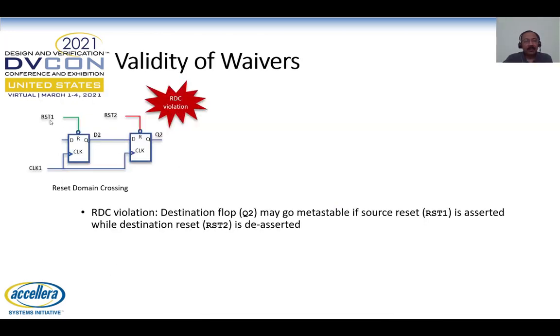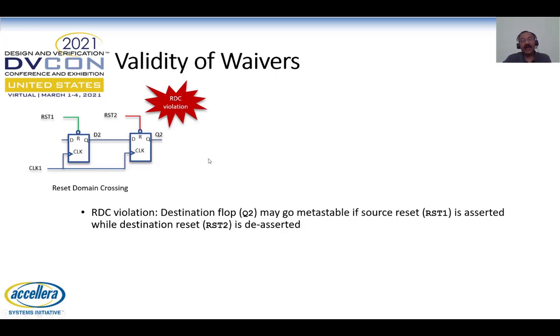This is an example of a simple reset domain crossing happening here. There is a source flop and the destination flop. Both are in the same clock domain, but driven by different asynchronous resets. When RST1 is asserted and when RST2 is still deasserted, there is a possibility that the output of the source flop D2 can change very close to the active edge of CLK1 and which can cause the second flop to go metastable.